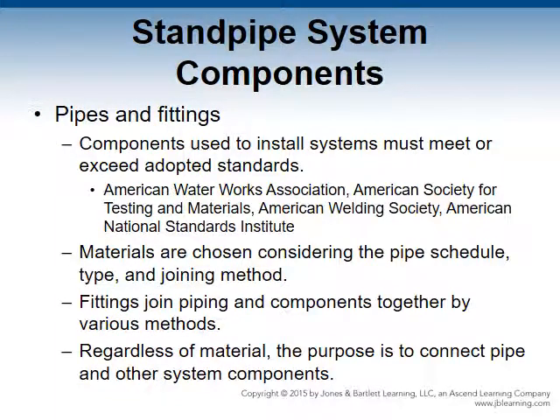Pipes and fittings. Components used to install standpipe systems must meet or exceed certain adopted standards published by associations such as the American Waterworks Association, the American Society for Testing and Materials, the American Welding Society, and the American National Standards Institute. Common materials are chosen with consideration given to the pipe schedule, type, and joining methods, and include such things as ductile iron, cast iron, malleable iron, steel, and copper.